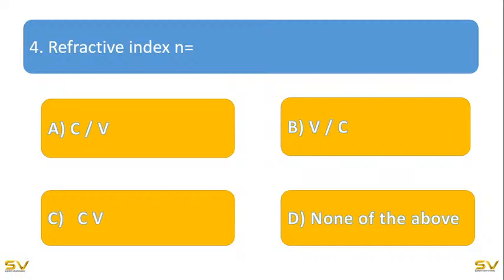What is the formula for refractive index n? Yes, the options you typed are correct. A is correct, so congratulations. I think each and every one typed this as correct. Refractive index n is equal to c by v. Now coming to the fifth question.